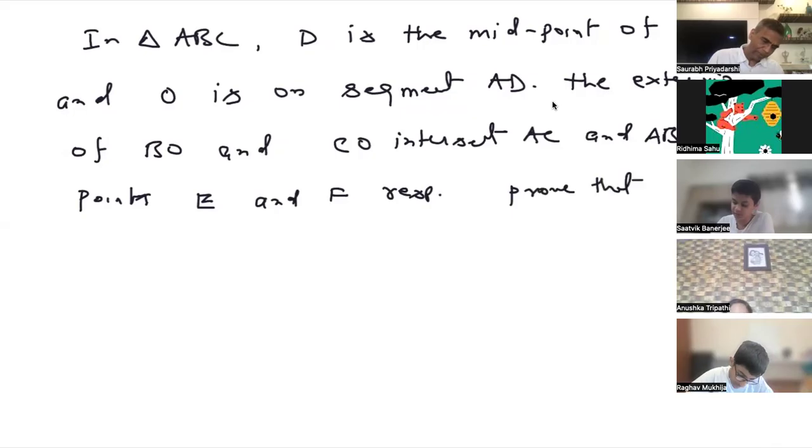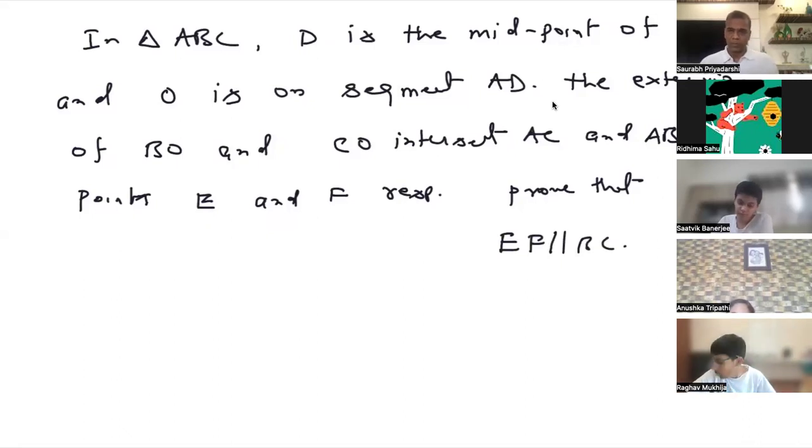Prove that EF is parallel to BC. Draw the diagram. More than 60% is construction only, right? So every time you have to draw the diagram neat and clear. Take your time.